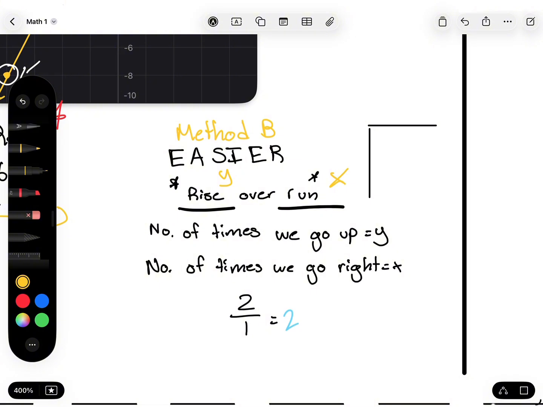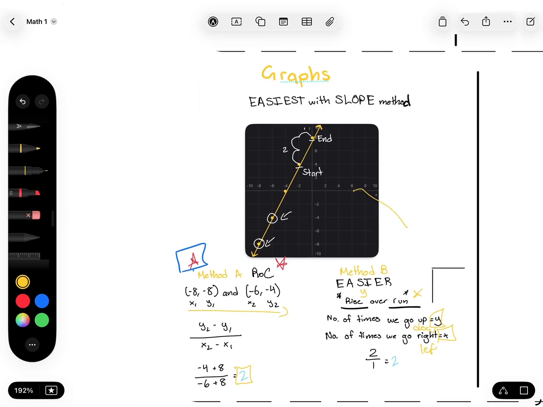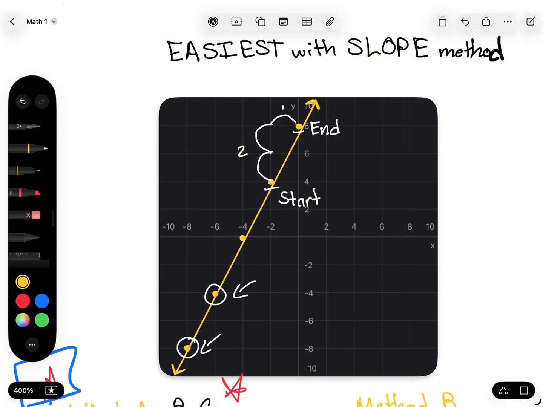And to keep in mind, the number of times that we go up is our change in y, and the number of times we go to the right is our change in x. Right or left, up or down, but I'm only going to go up and right. First, what I did was I identified our start and our end points. So that's this one and that one.